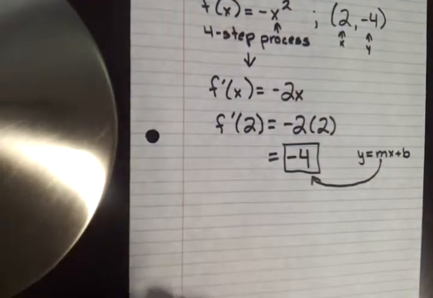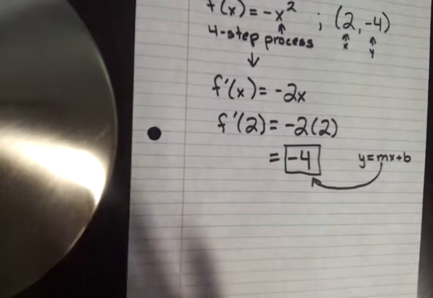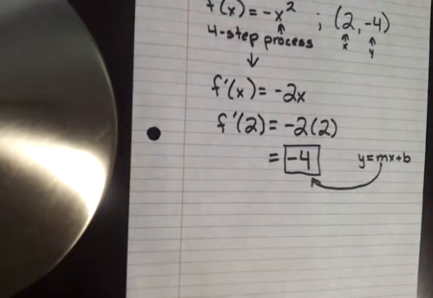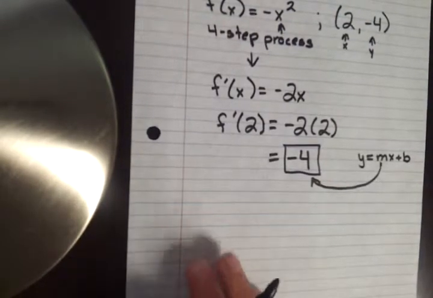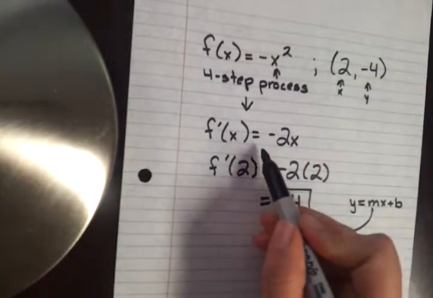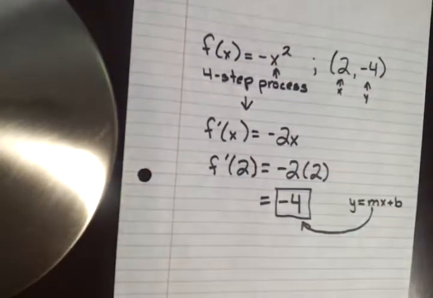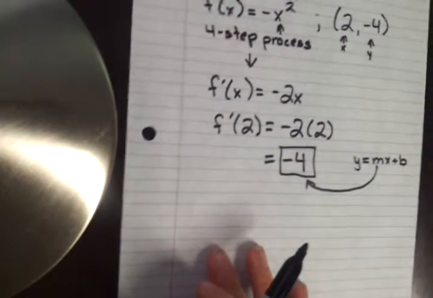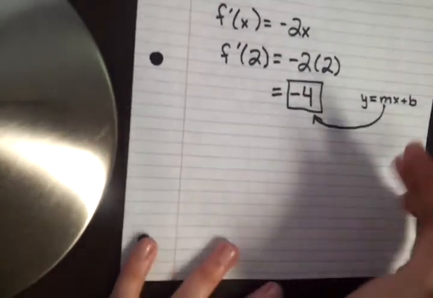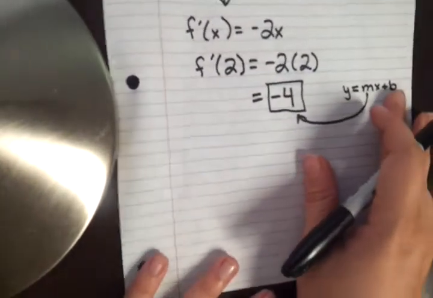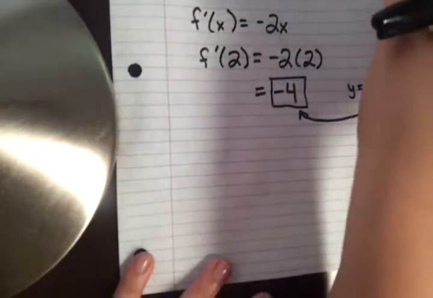So for your first blank, negative 4, or whatever you would come up with based on the point that they gave you. Your numbers will probably be different from mine, but all you're going to do is find the derivative and plug in whatever they give you for x, and that's going to give you the slope of your tangent line. So for the second part, they want the actual equation of the tangent line at that point.